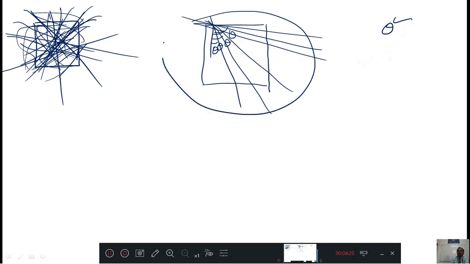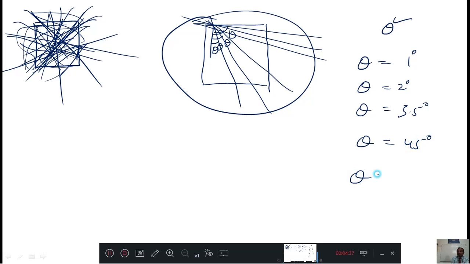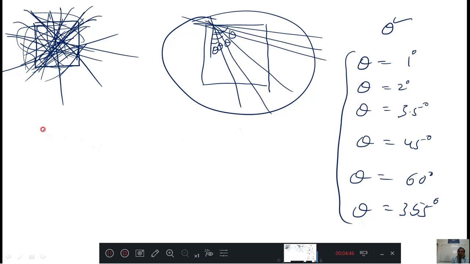Now without drawing this, I can say that, sir, I am interested in 1 degree theta, I am interested in 2 degree theta, I am interested in 3.5 degree theta, I am interested in 45 degree plane, I am interested in 60 degree plane, I am interested in 355 degree plane. See, how many interests can be generated? Many interests, from 1 degree till 360 degree. Even fractions can be considered here, therefore there will be many planes of interest. You understood this?